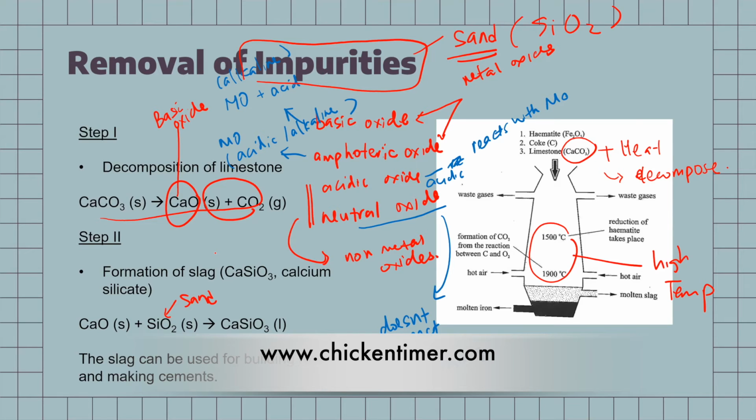By looking at the chemical formula of sand, can you tell me what kind of oxide silicon dioxide is? What kind of oxide is it likely to be? Acidic. So this line tells you that acidic oxide will react with basic oxide, then you form another third substance. Slag has this formula, and slag is also called calcium silicate. What you use slag for is to build roads and make cement.